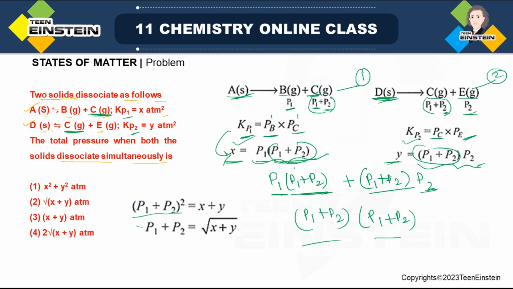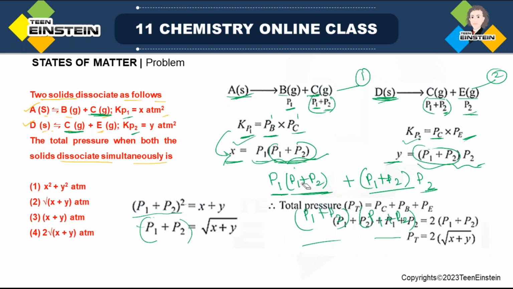But it is asking for the total pressure when both the solids dissociate simultaneously. What is the total pressure? Sorry, I'm not talking about total pressure yet. The value of P1 times P2, when it is in square, is X plus Y. So if we take the root on both sides, P1 plus P2 is root over X plus Y.